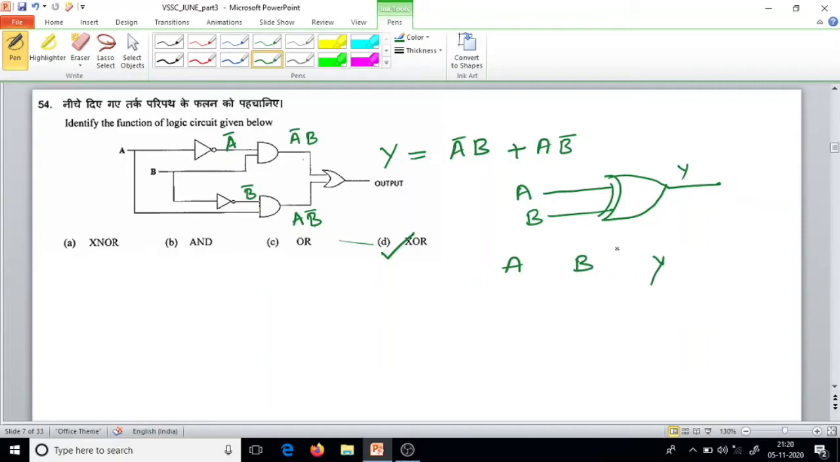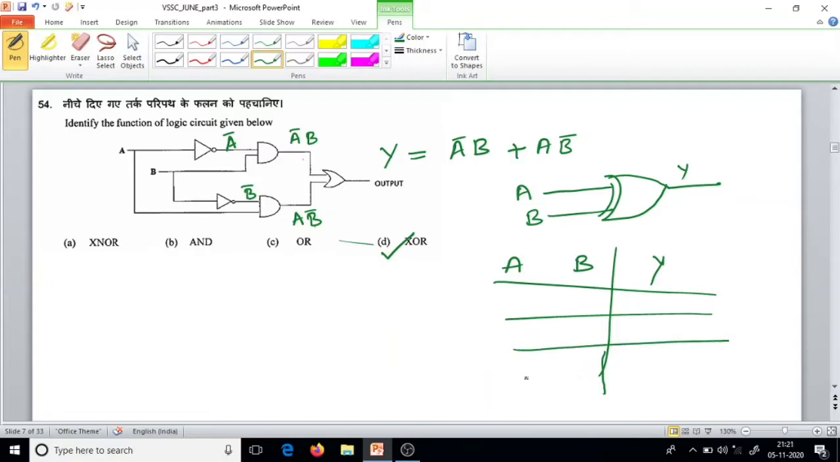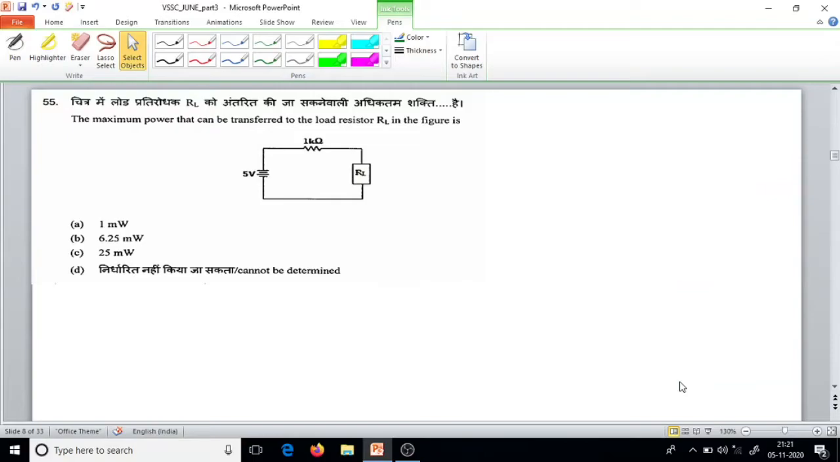Truth table A B Y. Two variables are there, so we will get four combinations. 0 0: in an XOR gate, whenever the inputs are same, output is 0. 0 1: inputs are different, so we will get 1. Again 1 0: inputs are different, so we will get 1. Again 1 1: inputs are same, so we will get output 0. So we'll go to the next question.